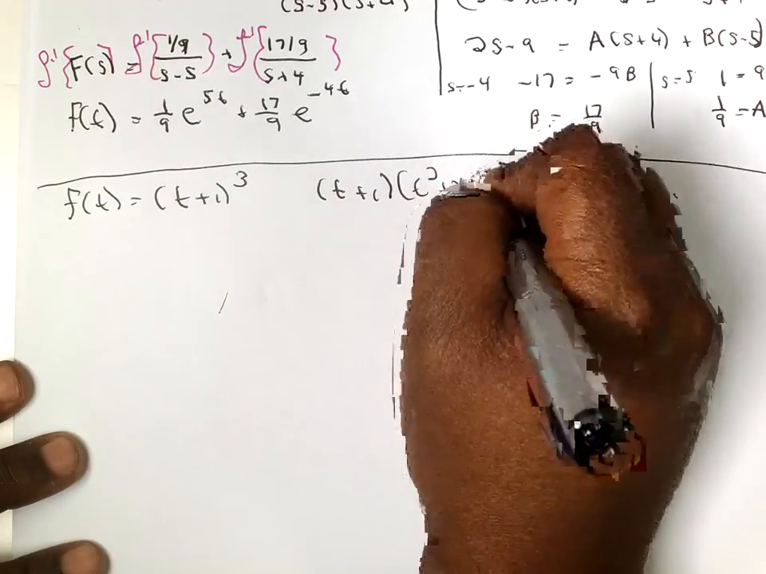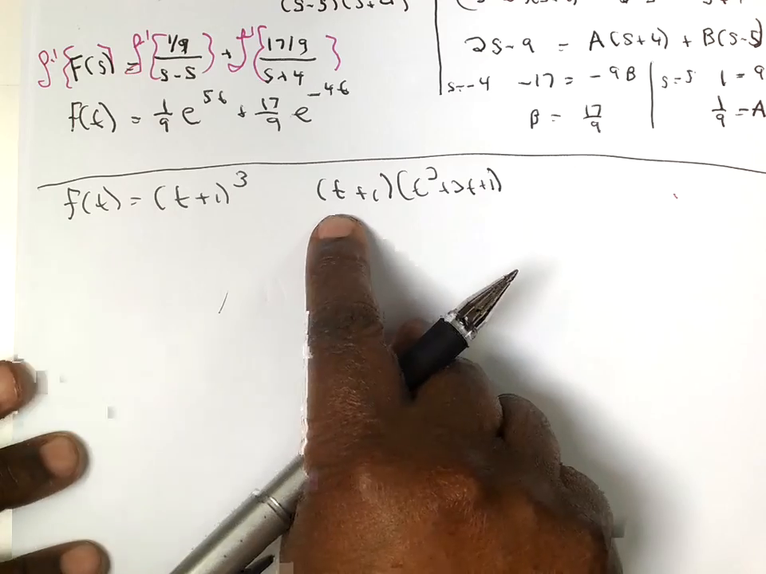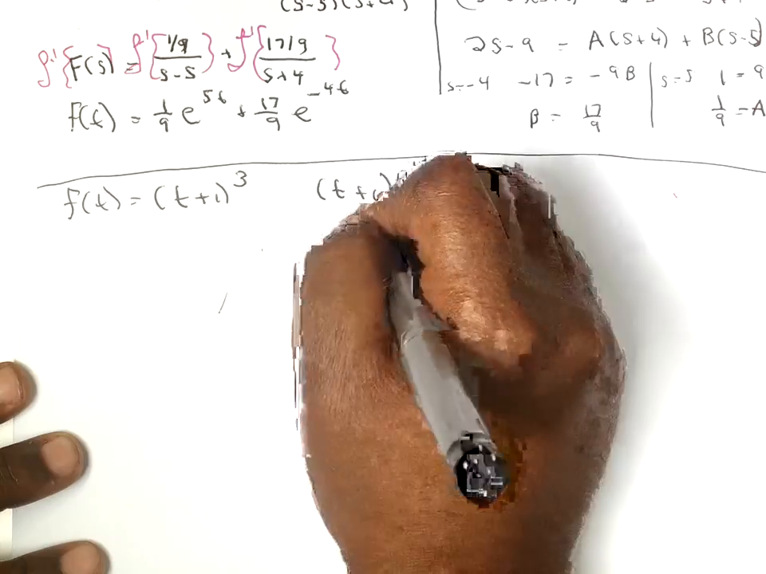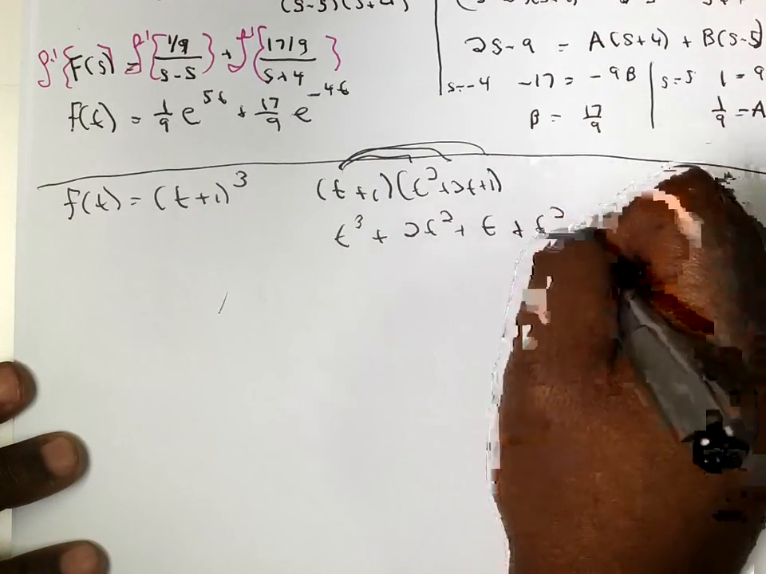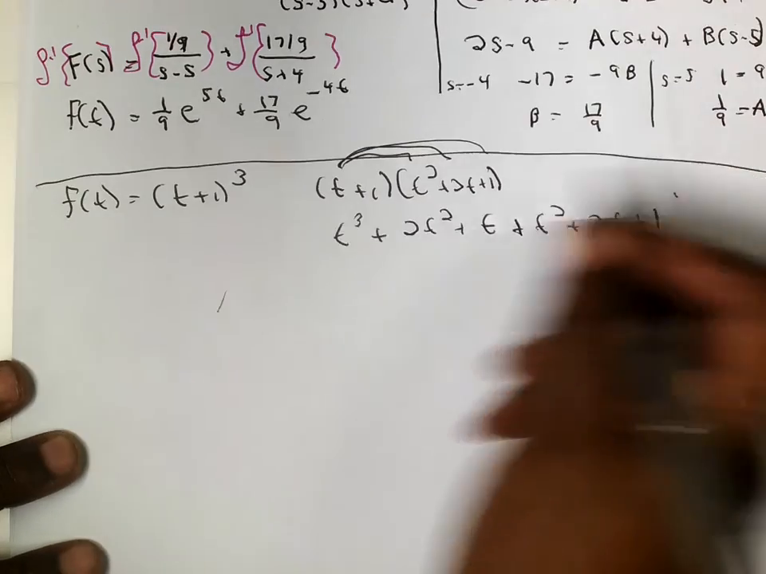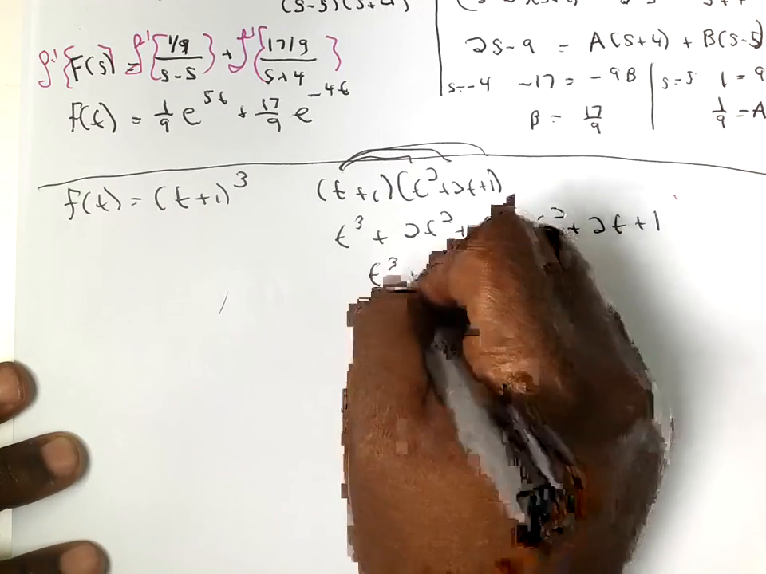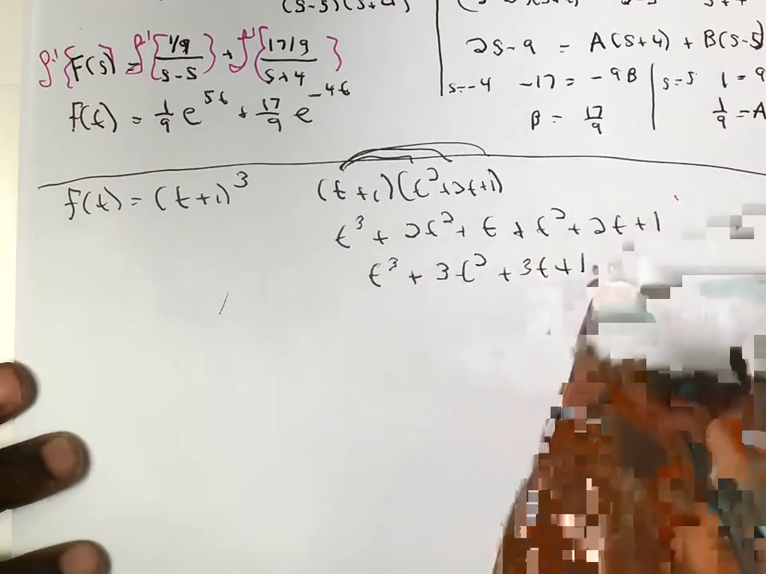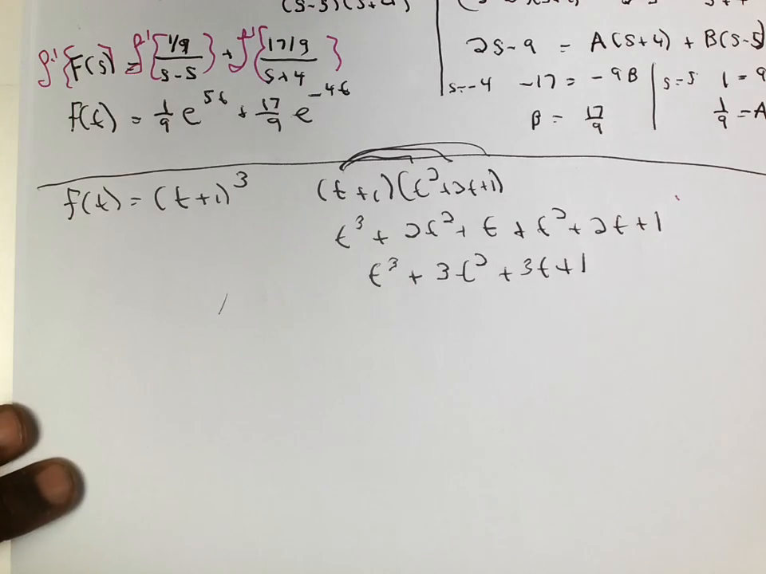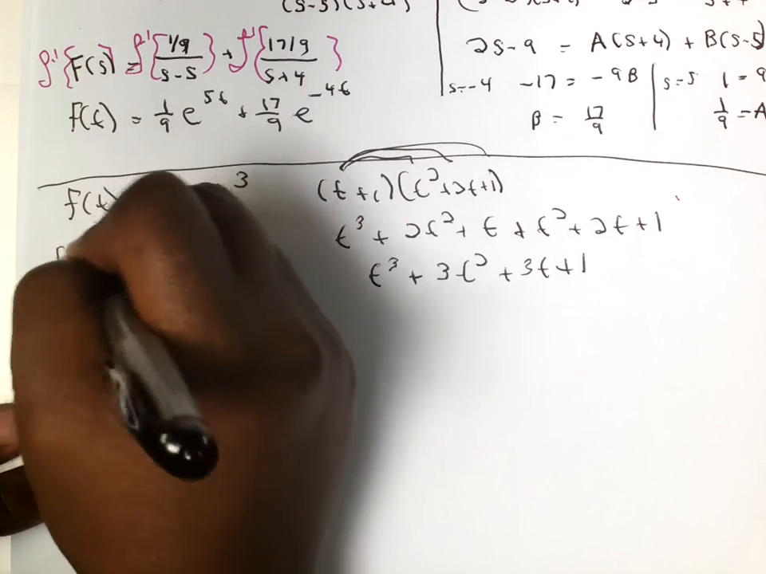So t plus 1 squared is t squared plus 2t plus 1. And then we still have another factor of t plus 1. So FOIL that out. I get t cubed plus 2t squared plus t when I multiply the t by each of these. And then when you multiply the 1, we get t squared plus 2t plus 1. Combine like terms, I get t cubed plus 3t squared plus 3t plus 1. So that's how I have to rewrite this.